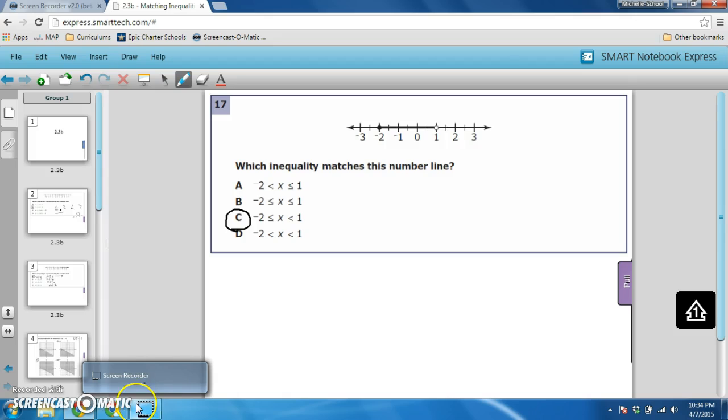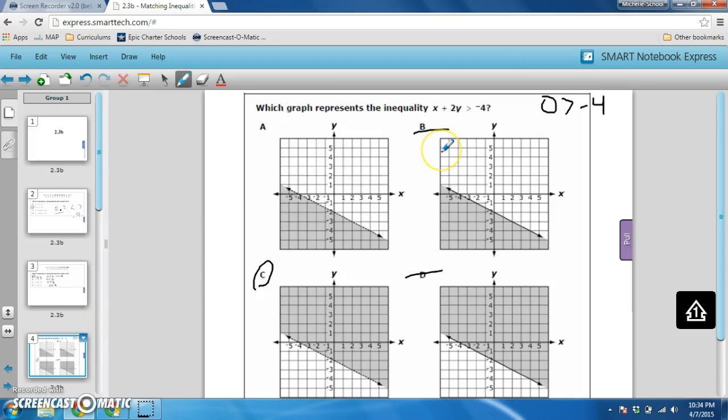And that is it for matching graphs. So just watch dashed lines versus solid lines for greater than or equal to, and then open dots and closed dots. And then on these ones, make sure you test a point. And 0, 0 is the easiest one to test. So if it's true, then that's where you color. If it's not true, then color on the opposite.